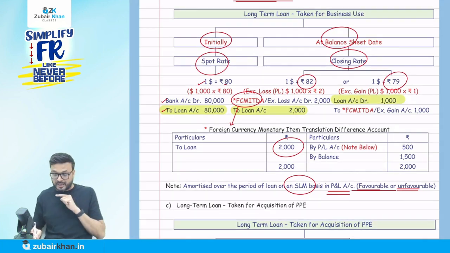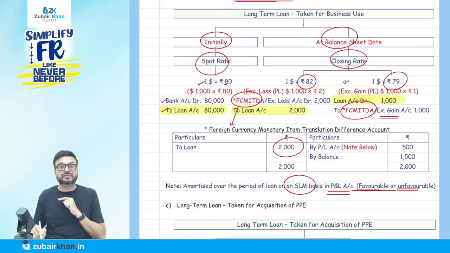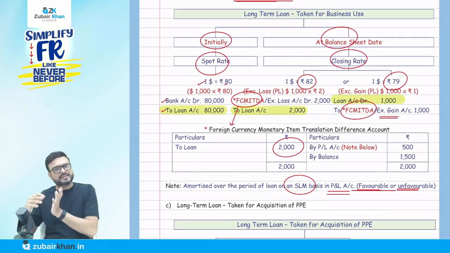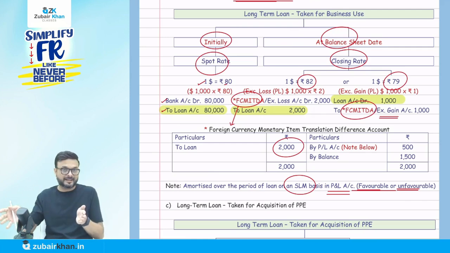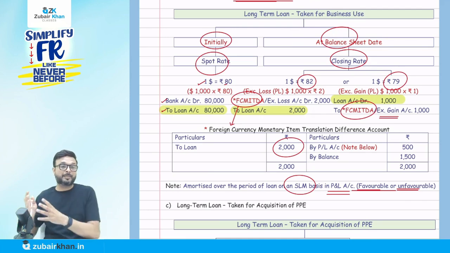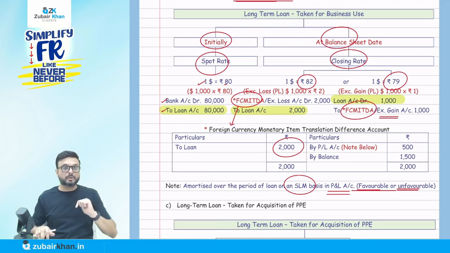Again, I have the option. I can take it to the P&L account or I can transfer it to the FCMITD account that year. Same, it is a favorable one here. Over a period of time, whatever the life of the loan, in that proportion I will take it to the P&L account. Got the point? This is going to happen in case of a long-term loan other than PP.